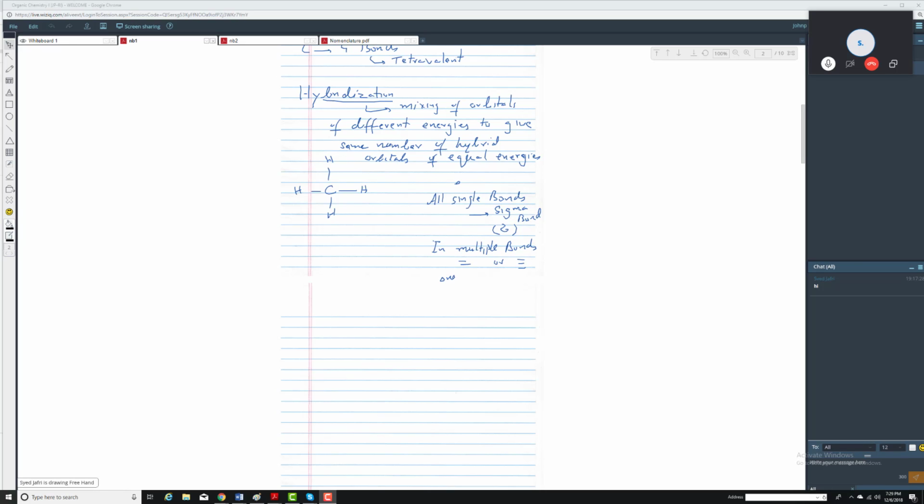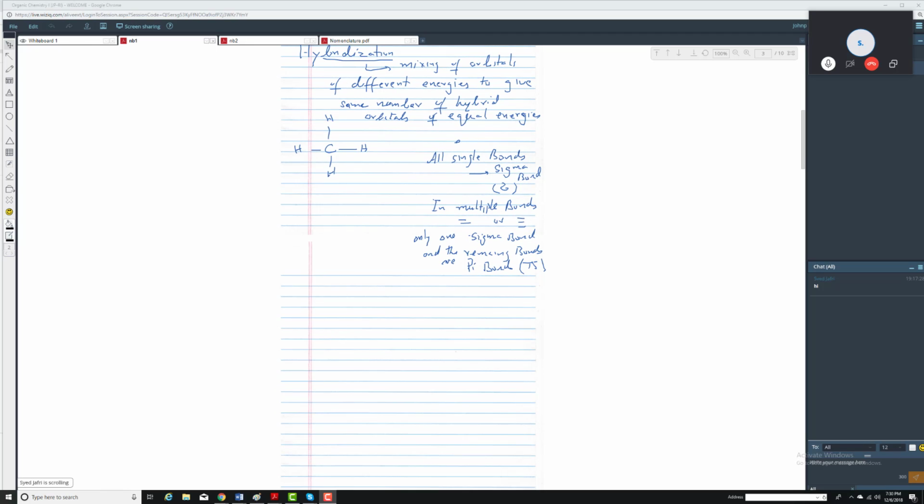only one is a sigma bond, and the remaining bonds are pi bonds. Pi is the symbol we use for pi bonds. For example, if it is a double bond, how many sigma bonds are there?